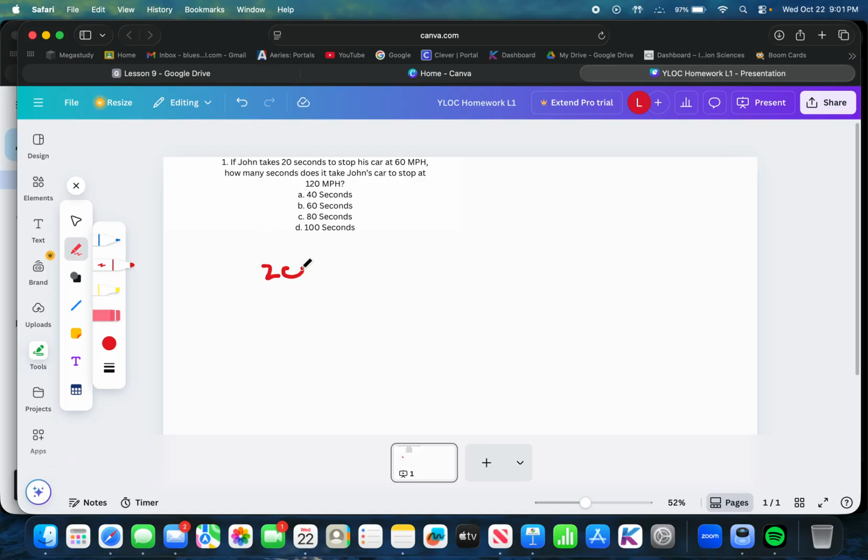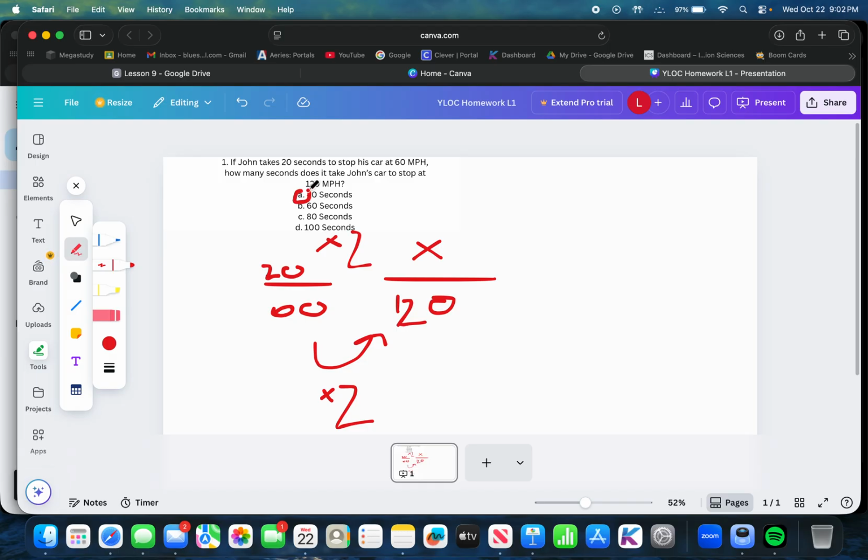We have 20 over 60 miles per hour. They're asking for 120. Now what we can do is find the x. How do you get from 60 to 120? We multiply by 2. What we do for one side, we always do to the other. So 20 times 2 is 40. Number 1 should be A.